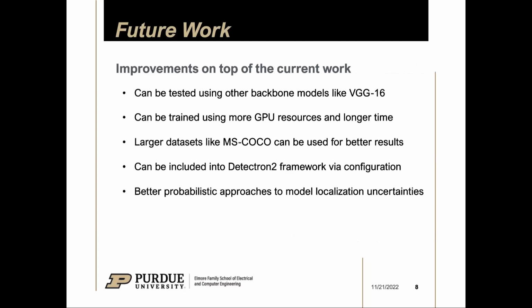Several improvements can be done on top of the current code. The algorithms can be tested using other backbone models as well, like VGG16. The model can be trained for longer time using more GPU resources for better results. Larger datasets like MS-COCO can also be used for improving the results. The algorithms can be incorporated into Facebook's Detectron2 framework via configurations.